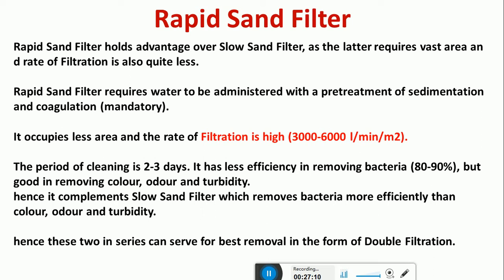Hence, it complements slow sand filters, which remove bacteria more effectively than color, odor and turbidity. Hence, these two in series can serve for best removal in the form of double filtration. That means if you want to achieve a very good quality of effluent, we can have the rapid sand filter followed by the slow sand filter. It will act as a double filtration method to remove the impurities and treat the water effectively.